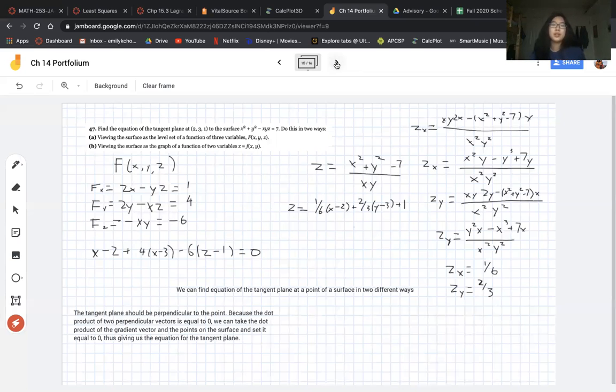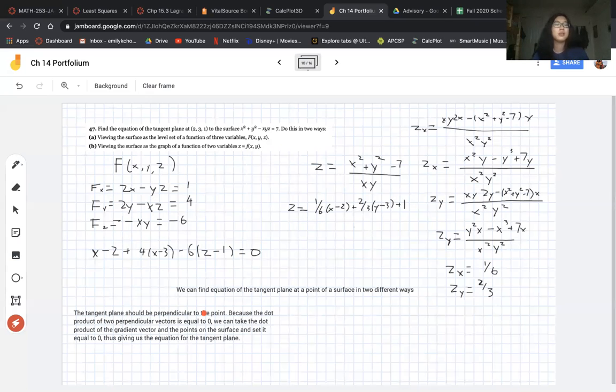So we can find the equation of a tangent plane at a point in two different ways. This way is the way we learned earlier. And then there's also this way. And what we're doing here is basically subtracting z from one side and finding partial derivatives of all three variables.